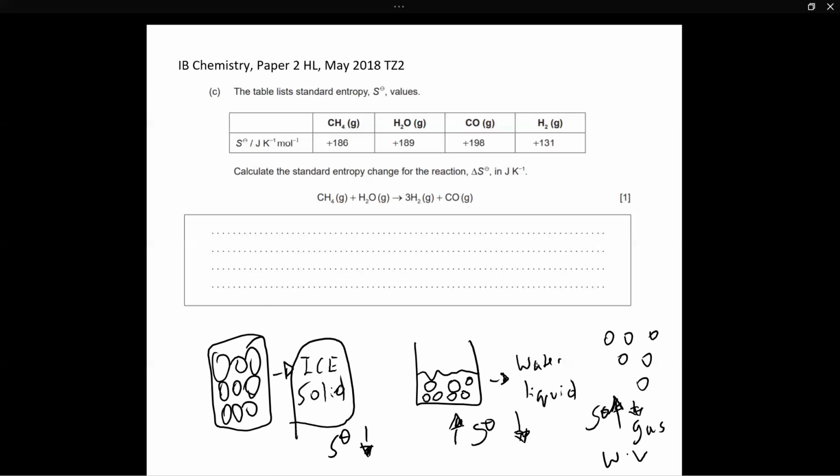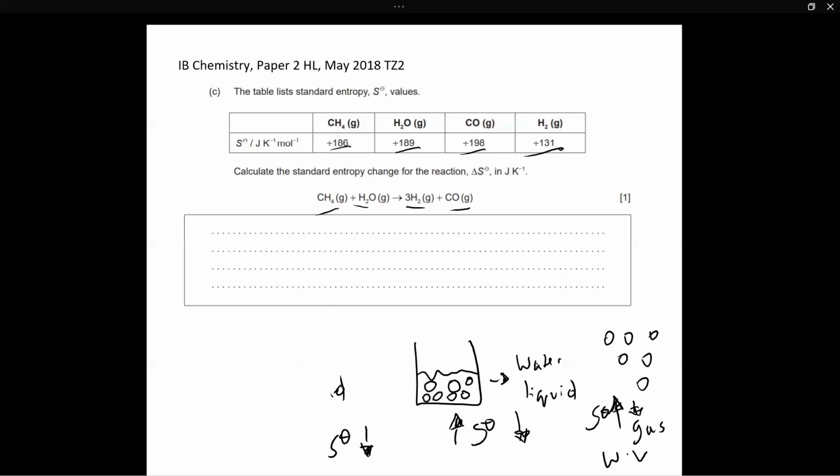Now that we have understood what entropy is, let's take a look at this reaction, and let's calculate, or let's sort of determine what the entropy change is going to be. Now, in this question, they're not asking us to make a general comment about the entropy. They're asking us to calculate the exact value of the standard entropy change for this reaction. And they have given us the values of the entropy of these different substances that are also in this reaction, and asked us to calculate it.